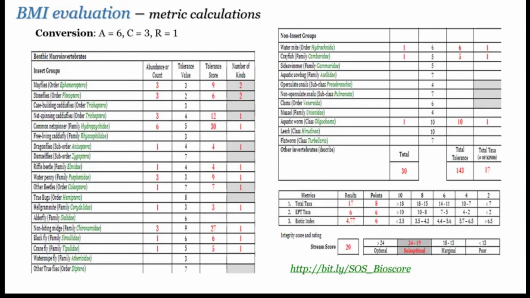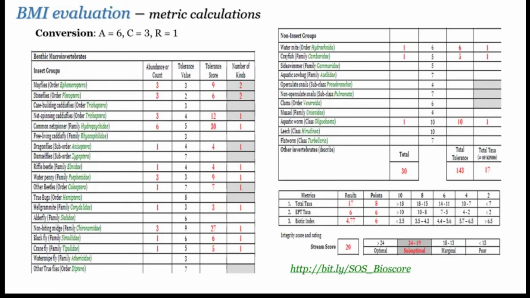If something's abundant, that converts into a 6. If something's common, that converts into a 3. If something's rare, that converts into a 1. We write all those numbers down on our sheet here and multiply by the tolerance value, which gives you a tolerance score. We record the number of different kinds, and we sum all that information, and we come up with 3 different metrics. Total taxa, which is the total number of kinds. EPT taxa, which is the number of kinds of mayflies, stoneflies, and caddisflies. And an overall biotic index, which is kind of the overall tolerance of your entire collection.